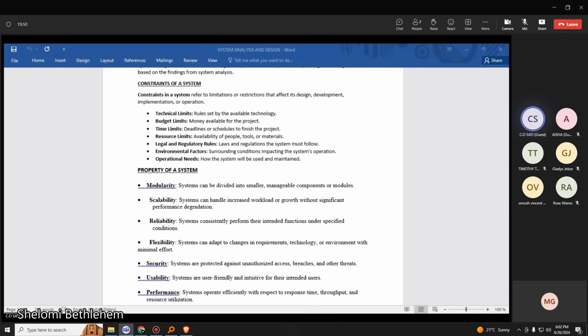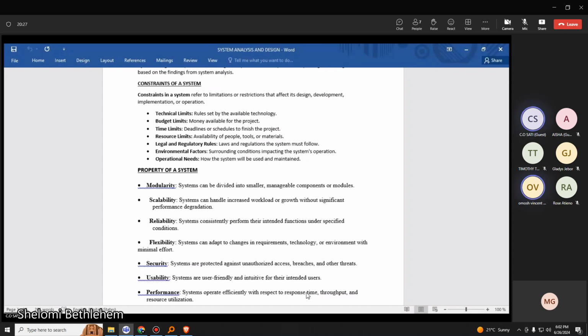I was asking you to give us an explanation under scalability as a property of a system. Scalability is all about systems that can handle increased workload or growth without significant performance degradation. That's all about scalability as a property of a system.